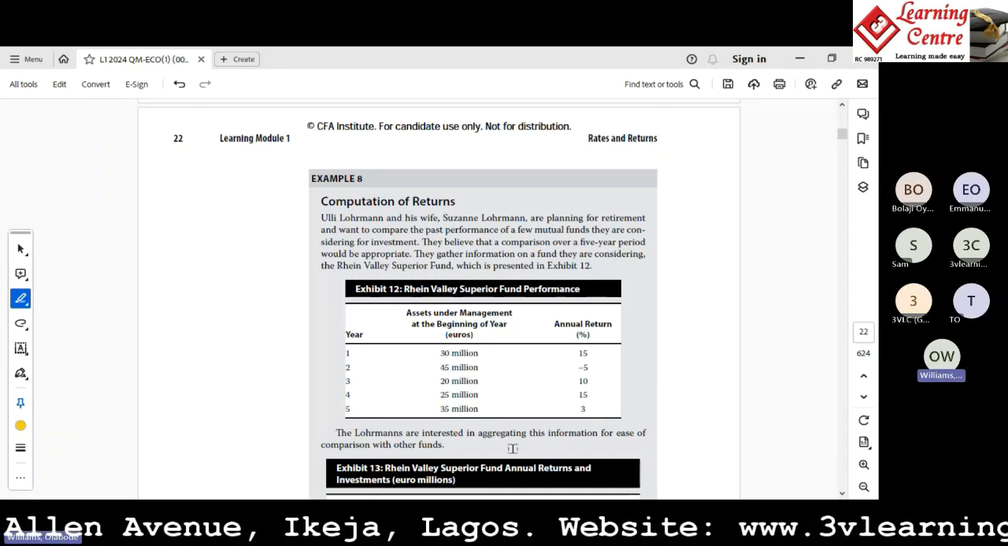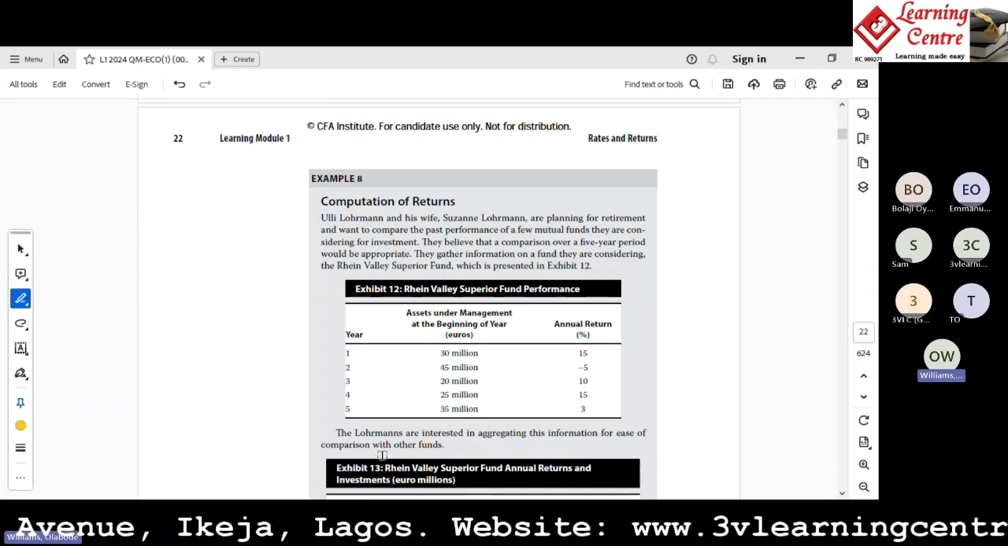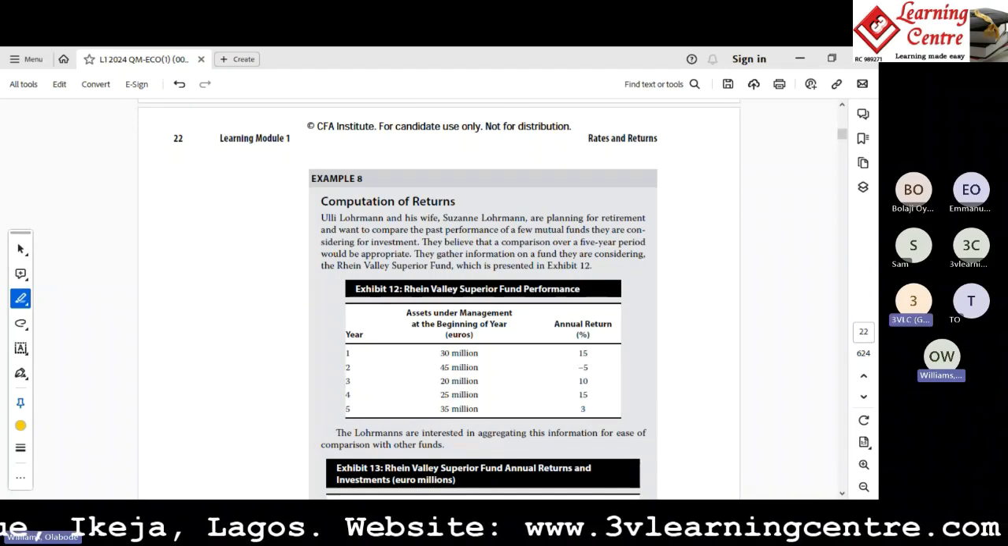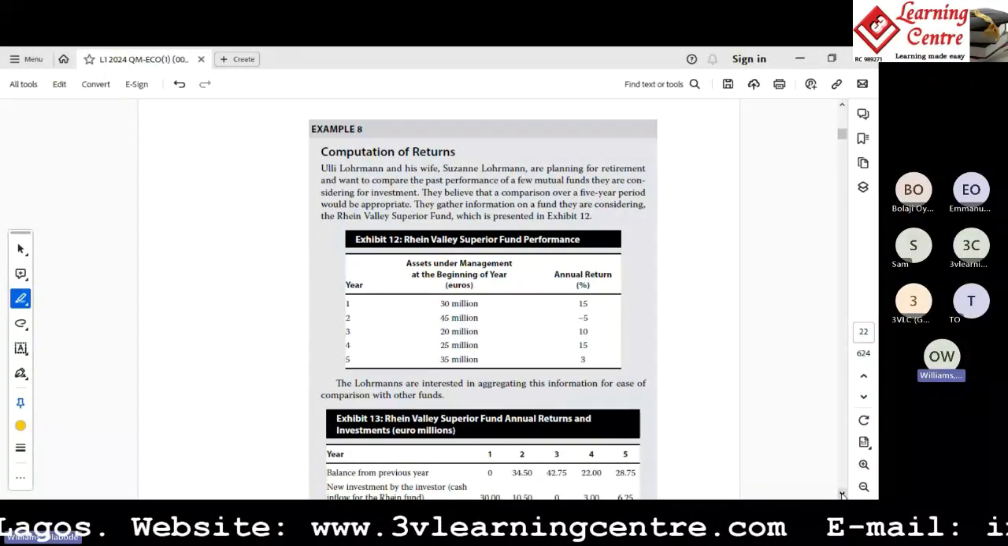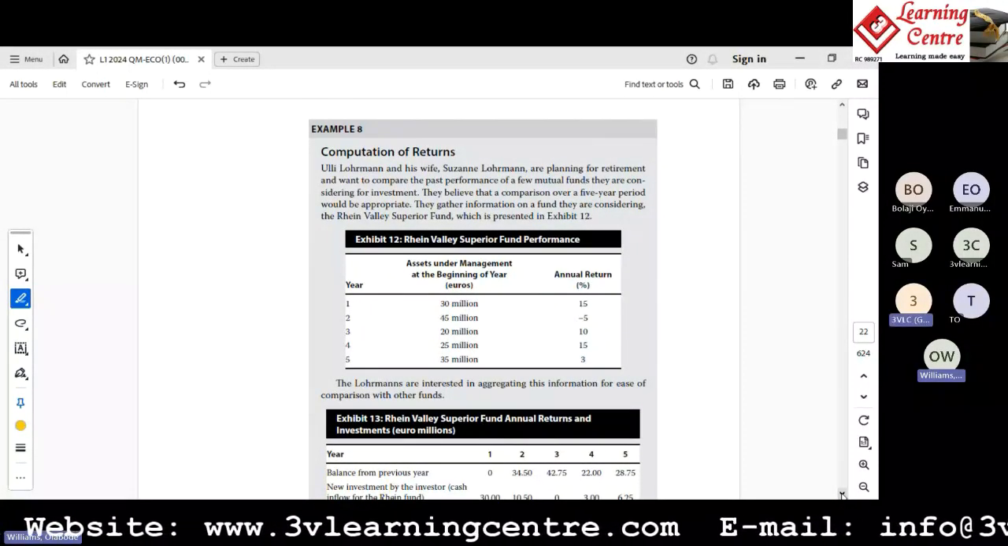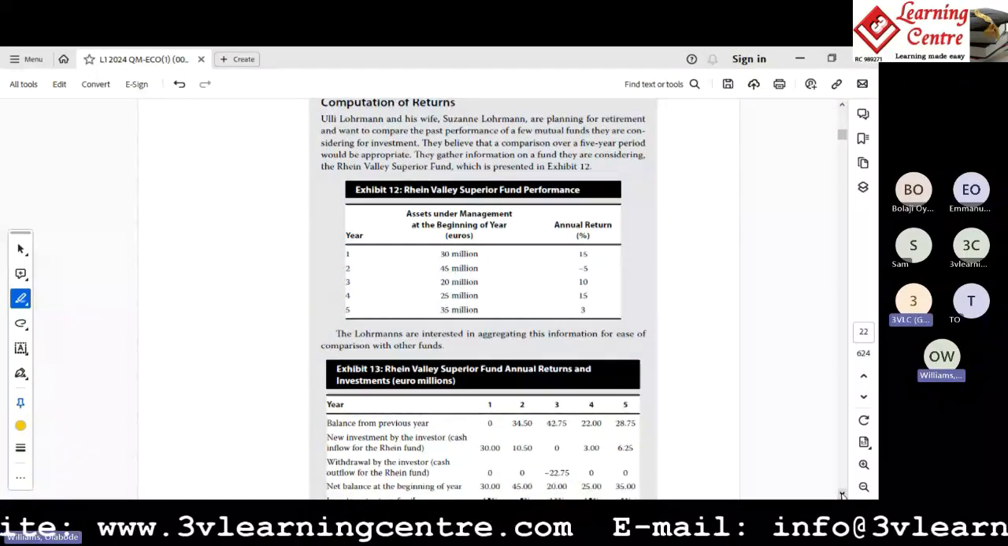Then the Lomans are interested in aggregating this information for ease of comparison with other funds. So they want to aggregate for ease of comparison with other funds. So then they set it up this way.